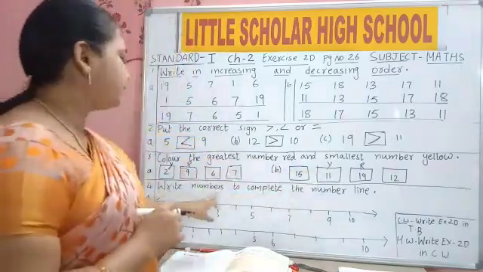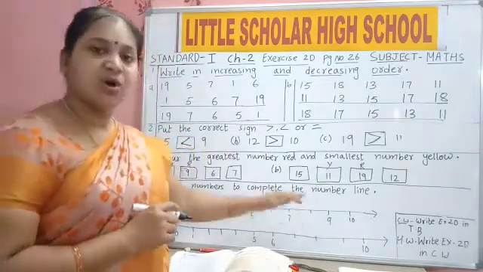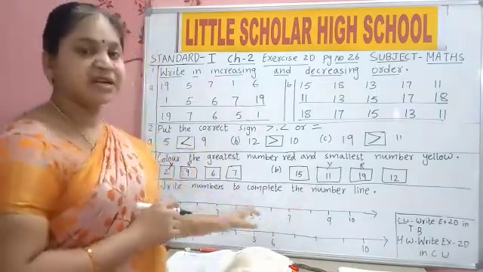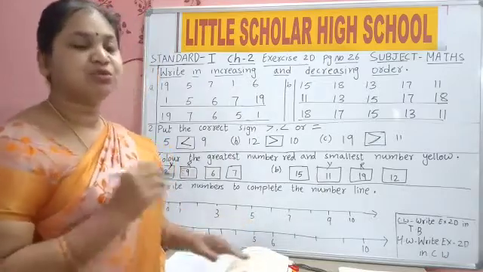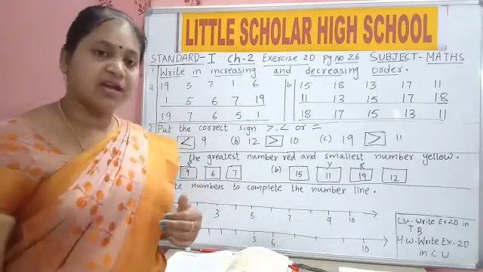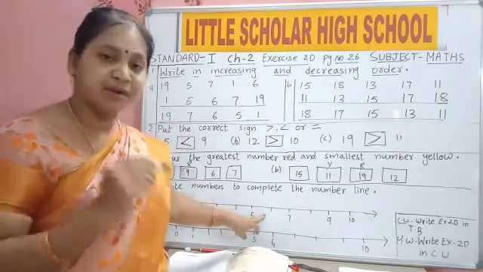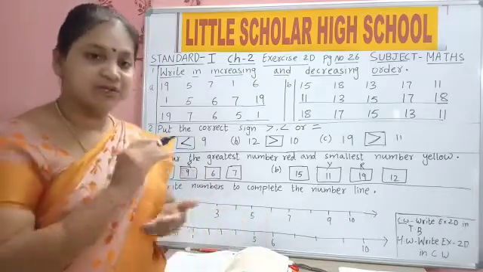Then write numbers to complete the number line. You can see a line here. On the line numbers are written, so it is known as a number line. When you are drawing this number line in your classwork, you will draw the line on the line. You will not draw the line between the lines.